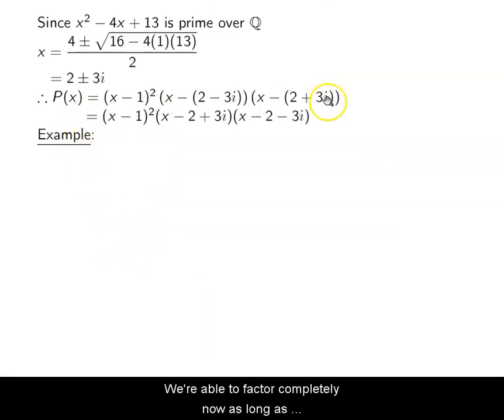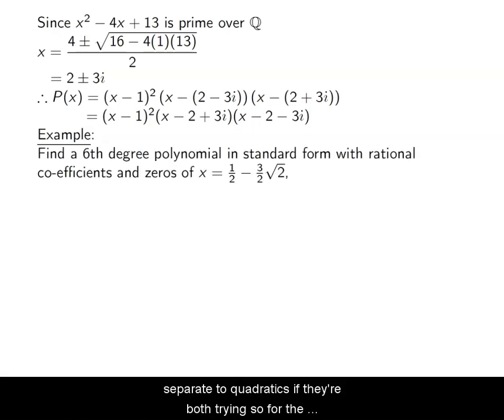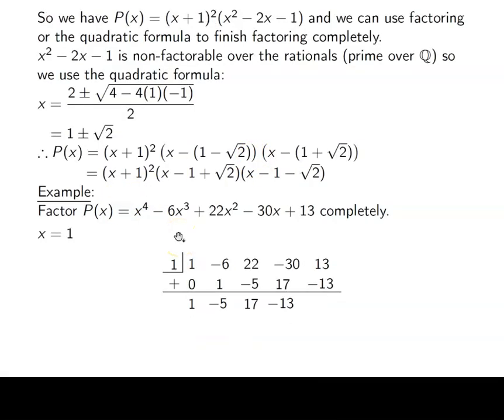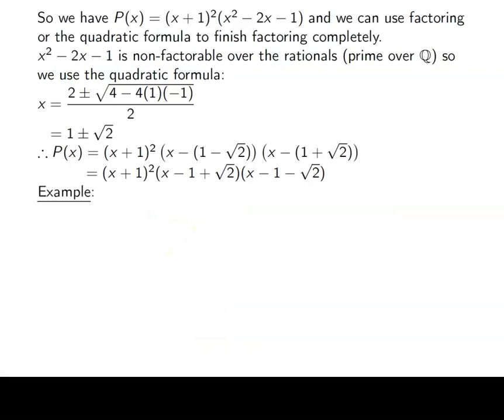So we're able to factor completely now, as long as there's only one quadratic or an easy way to separate two quadratics if they're both prime, right? So for the next example, okay, we want to find a 6th degree polynomial that is in standard form. A lot of times I ask questions like this and then everyone just gives me the factored form. I can do that. That's easy peasy lemon squeezy. I want the real polynomial, right? Standard form, right?